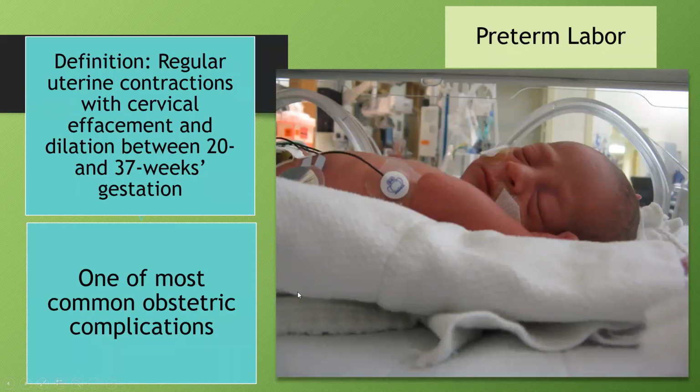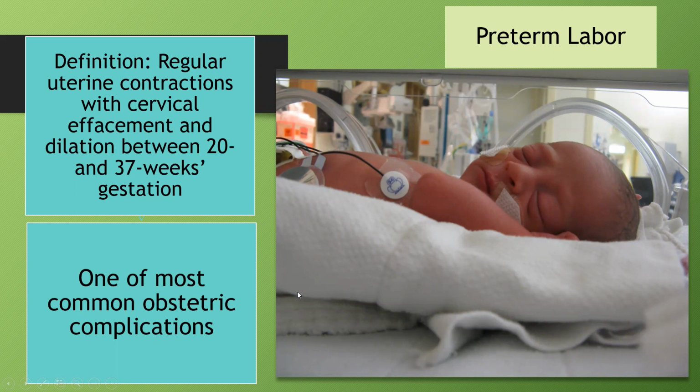Okay, now we're going to switch gears a little bit and talk about preterm labor. This is regular uterine contractions with cervical effacement and dilation between 20 and 37 weeks gestation. That's the definition of it. So you can have contractions, but if they're not making change to the cervix, it is not preterm labor.